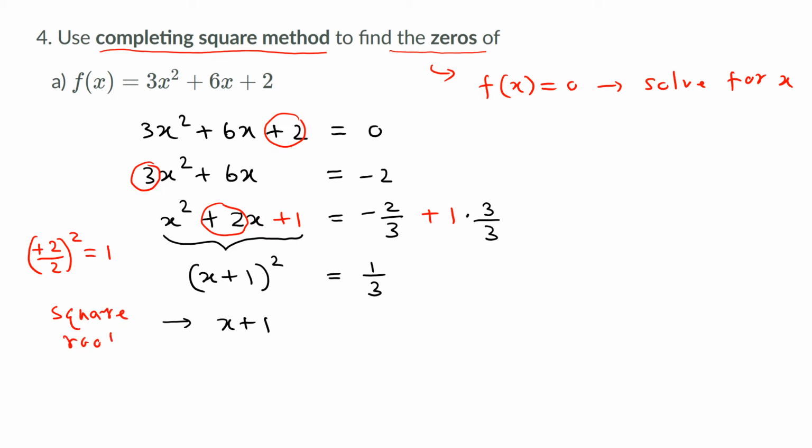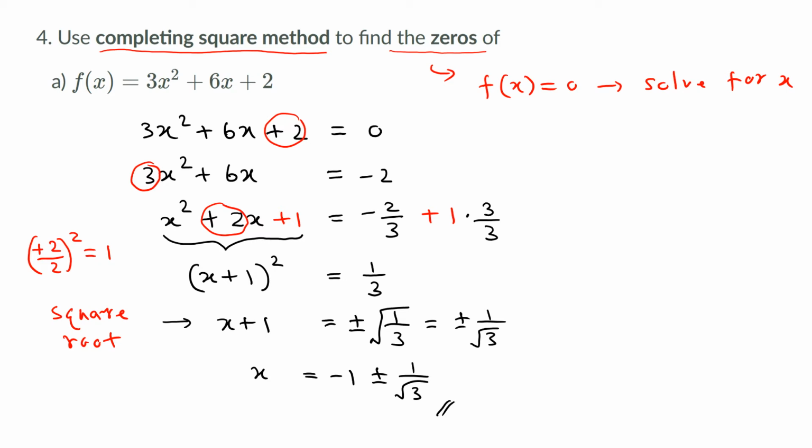Once you take the square root, you're going to get plus or minus the square root of this, which you can easily simplify: plus or minus the square root of 1, which is 1, over the square root of 3. So that's 1 over square root of 3. That's what you get. Now finally we're going to subtract 1 from both sides. So once you subtract 1 from both sides, you get x equals negative 1 plus or minus 1 over square root 3. So that is the final answer.